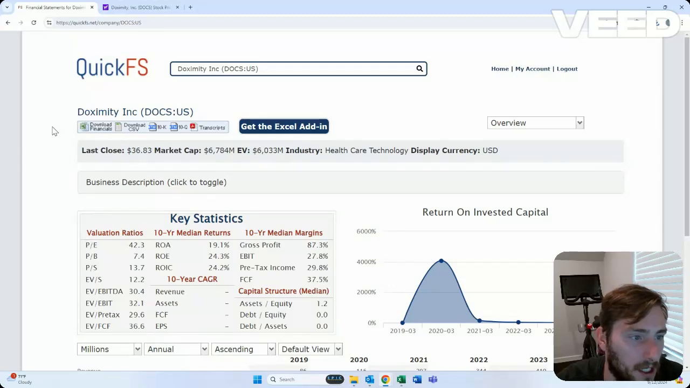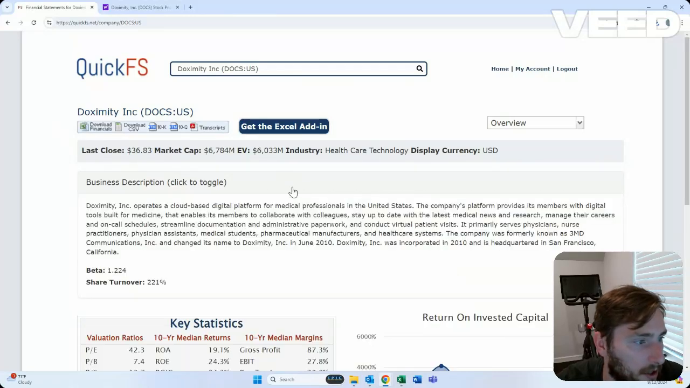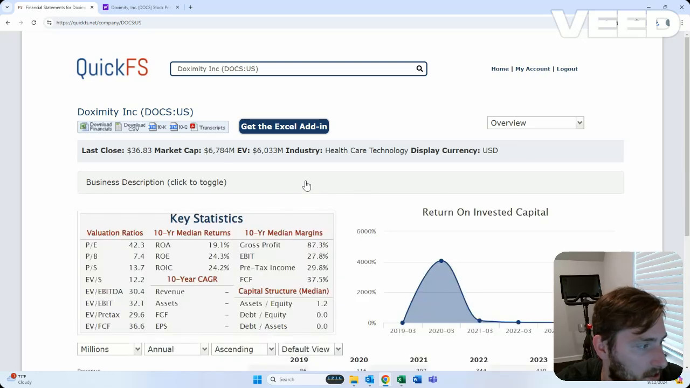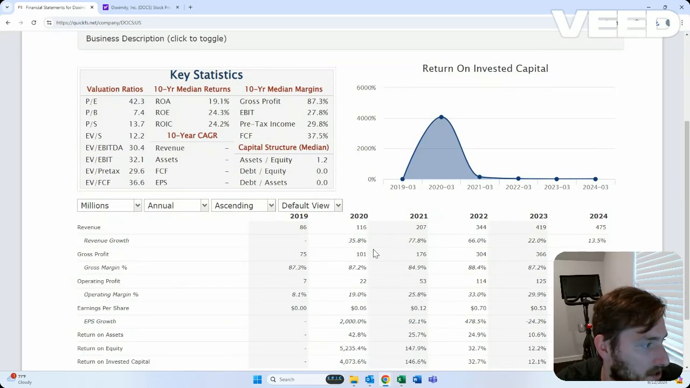Howdy, Jacob here. Today we're looking at Doximity in the healthcare technology industry, 6.8 billion market cap, 6 billion enterprise value. Incorporated in 2010 out of San Fran, they are a cloud-based digital platform for medical professionals in the United States, and the growth is extraordinarily impressive.